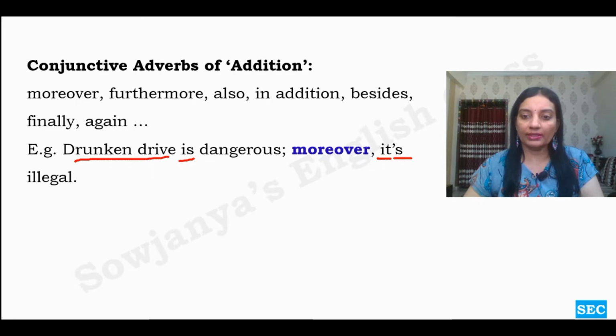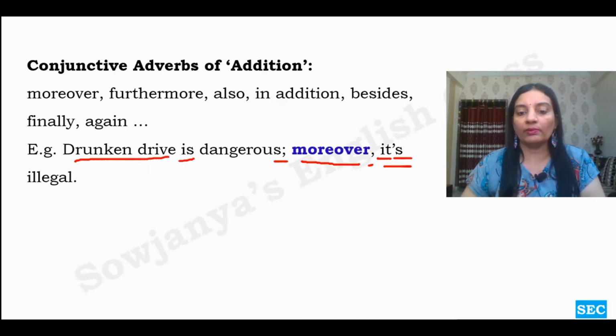Here it is the subject and is is the finite verb. It's is a contracted form. It is illegal, we mean to say. So both these clauses have a subject and a finite verb, joined by a conjunctive adverb. First independent clause followed by a semicolon, followed by a conjunctive adverb and followed by a comma and then followed by another independent clause in a sentence.